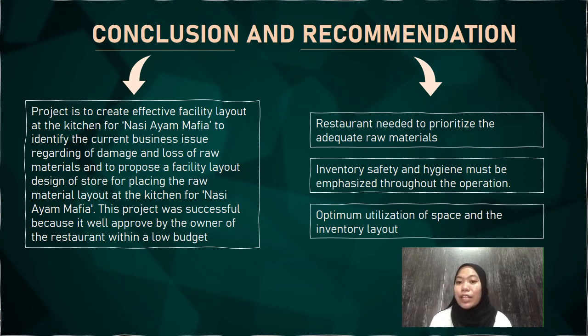And the recommendation is, the first one, the restaurant needs to prioritize adequate raw materials. Second, inventory safety and hygiene must be emphasized throughout the operation. And the last one is optimum utilization of space and the inventory layout.